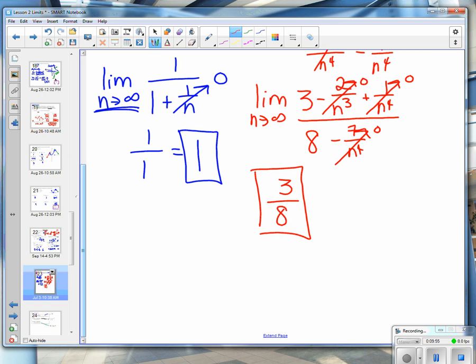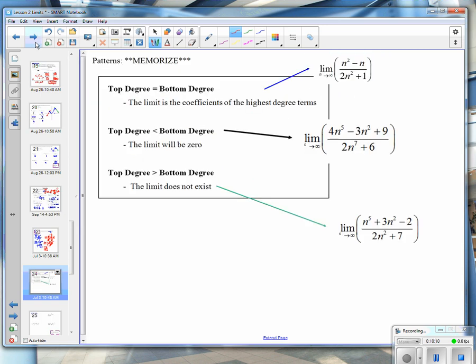Okay? So again, let that sink in, what we're doing. And if you're not understanding this, you might want to pause it there and just redo them, go over them. Because in the next little bit, it's kind of like a shortcut. You will notice something. And you will notice, again, some patterns in these limits of where the highest power lies.